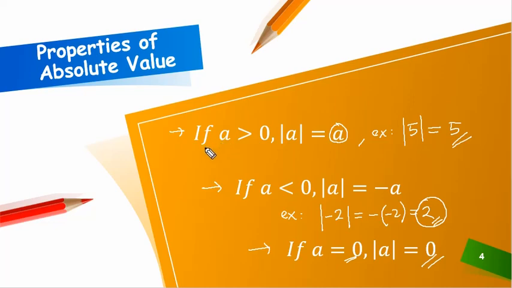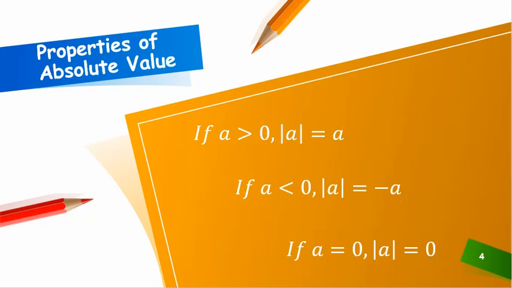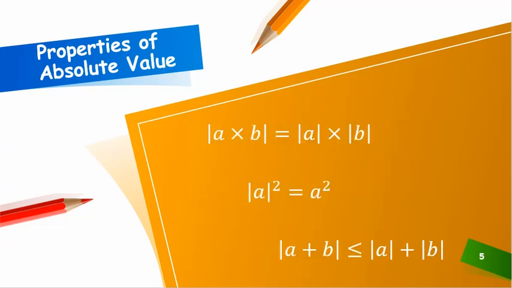Okay, these are 3 properties of the absolute value, and we still have 3 more. Let's see the other 3 properties of absolute value.